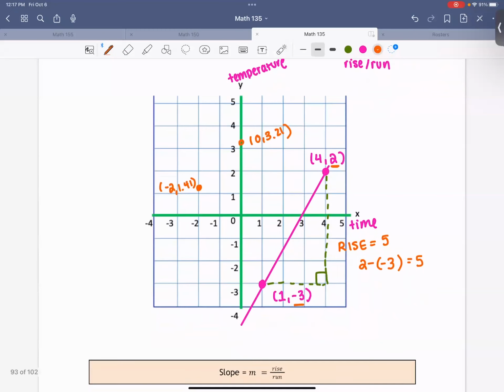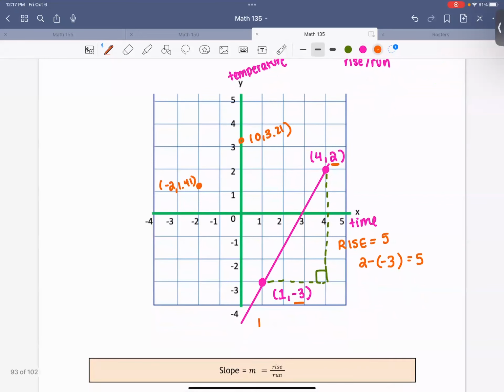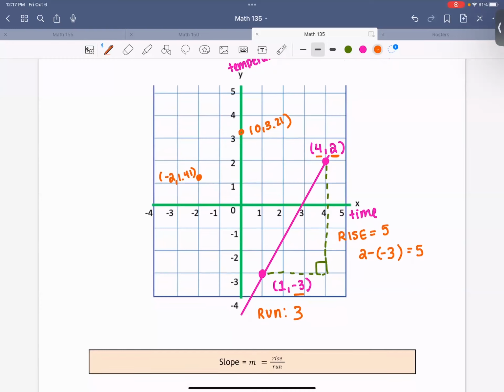All right, so my rise is just by taking my y values and subtracting them, right? Let's do the run. You can always count. That's always a thing you can do. So 1, 2, 3 is how much the bottom of my right triangle is. But another way to do that is to take my x value of my second point, 4, and subtract off the x value of the other point, 1. And we get 3.